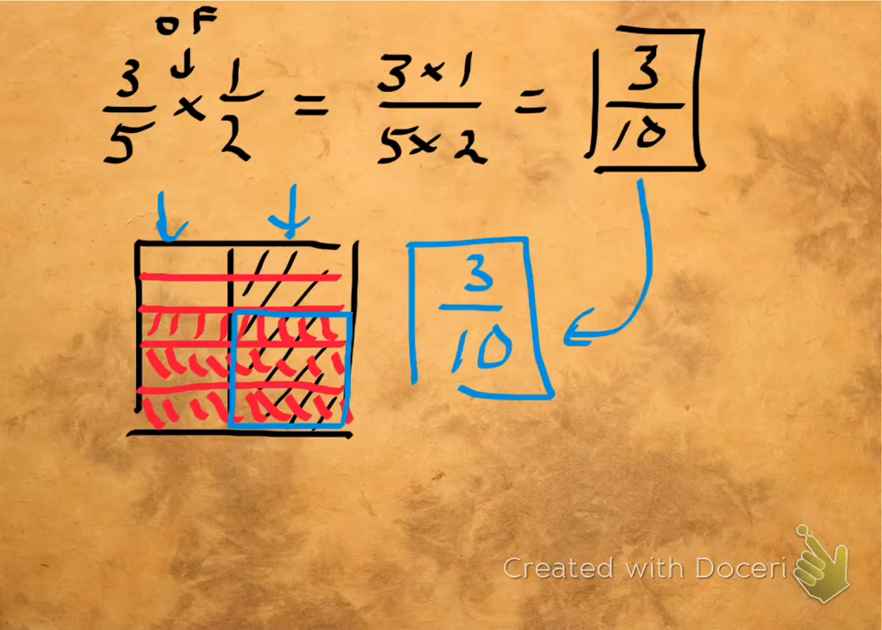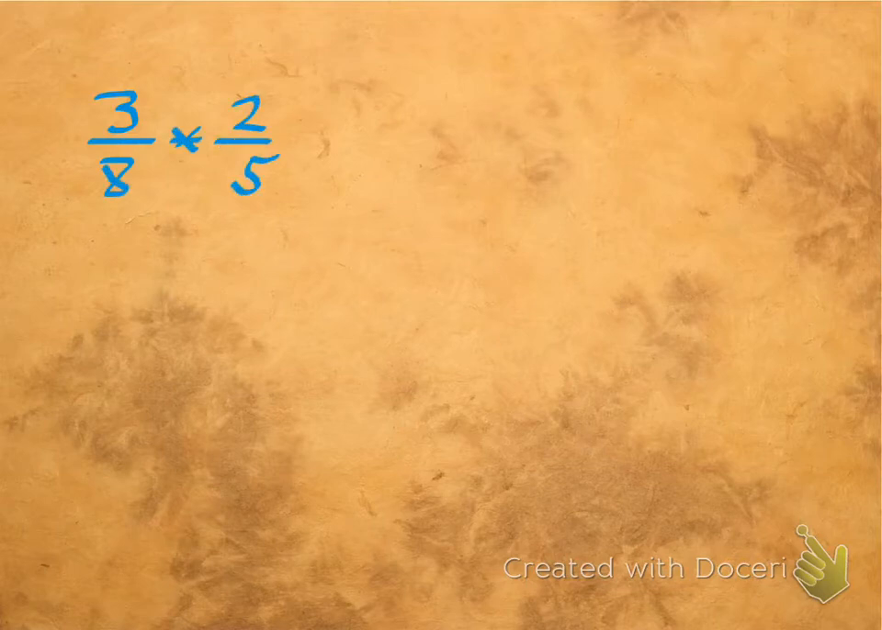Now there's another trick that makes multiplication even easier. You might think, well, that seemed pretty easy to start with. Suppose I'm multiplying fractions like 3/8 times 2/5. I could just multiply the tops and get 6 and multiply the bottoms and get 40. But this is hard.